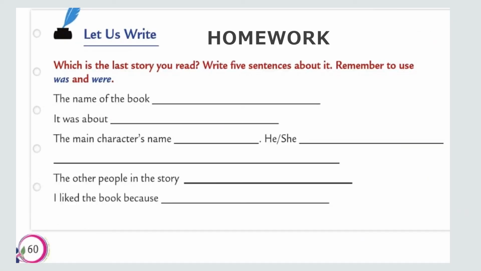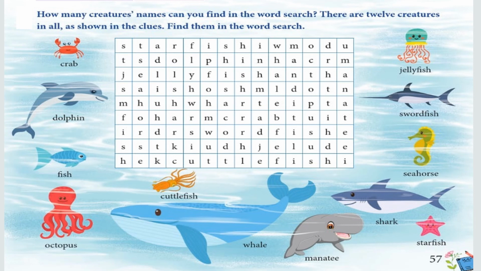Very good, children. Now this is your homework. On page number 60, you will find this exercise. You have to write 5 sentences about the story that you have read and use was and were in the sentences. Okay? And this is also your homework. This is a word search and you have to find the names of these creatures. You can see there are pictures of 12 creatures here. Words are also given. So it is very simple. Clues are there. Just find the word in the word search.